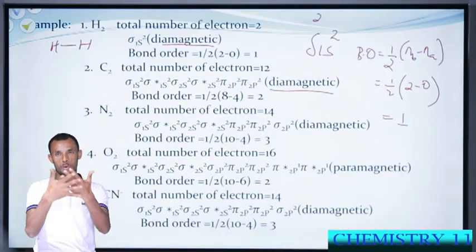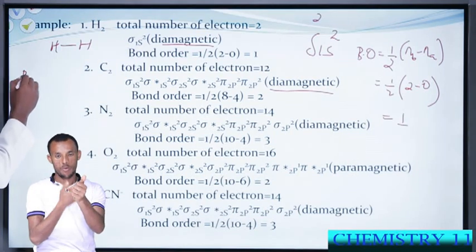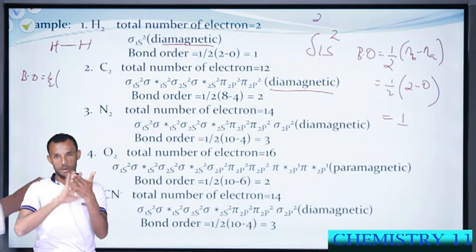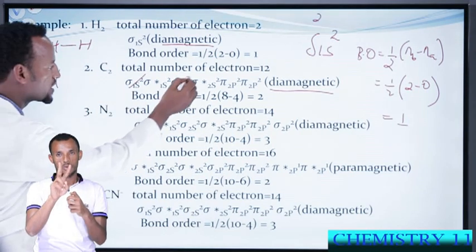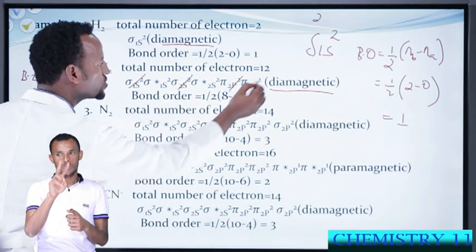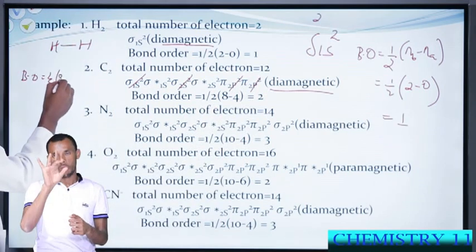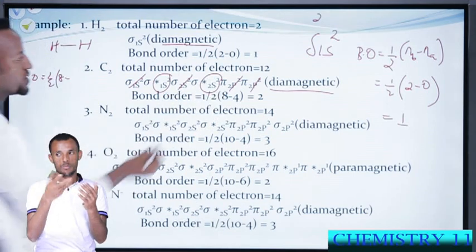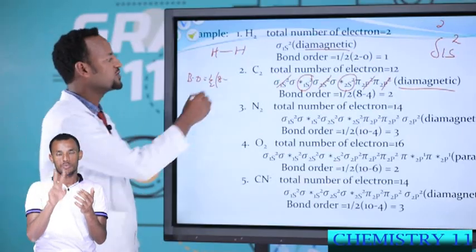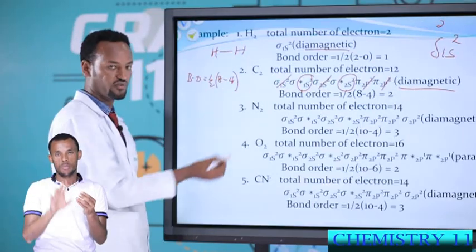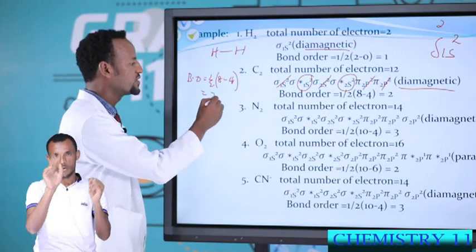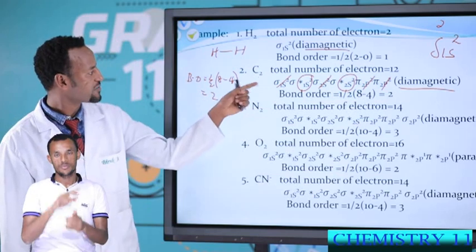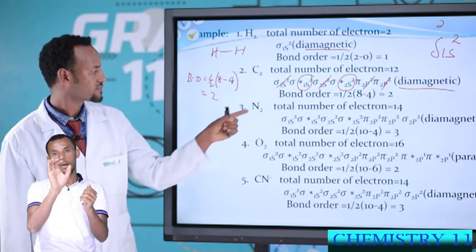Bond order is equal to half of number of bonding electrons. Look, 2, 2, 2, 2, 8. Minus anti-bonding, here 2, anti-bonding again 2. 2 plus 2, 4. 8 minus 4, 4. Divided by 2, 2. Therefore, the bond order is 2. That means carbon with carbon has a double bond.